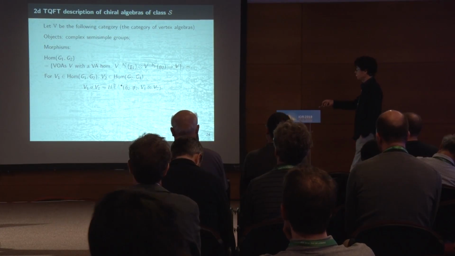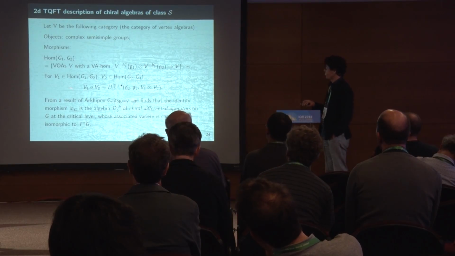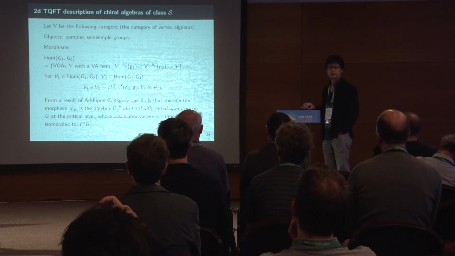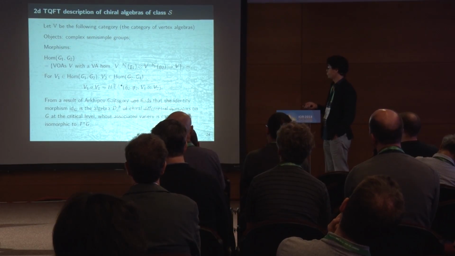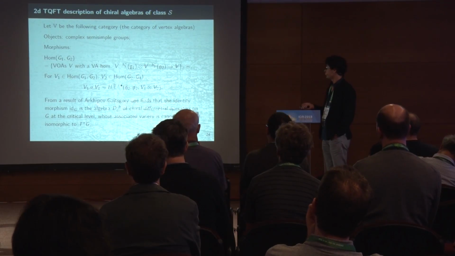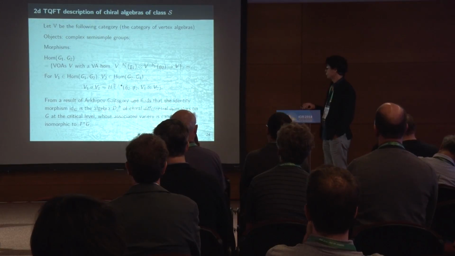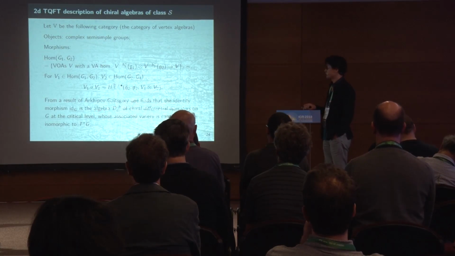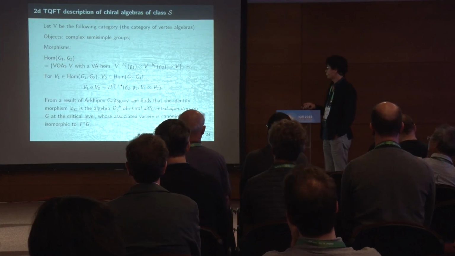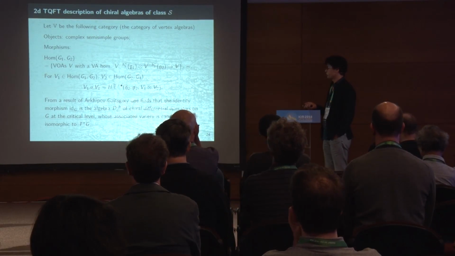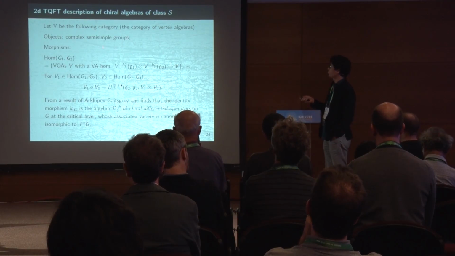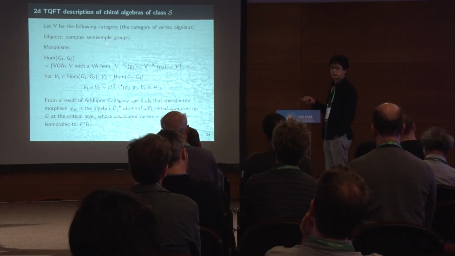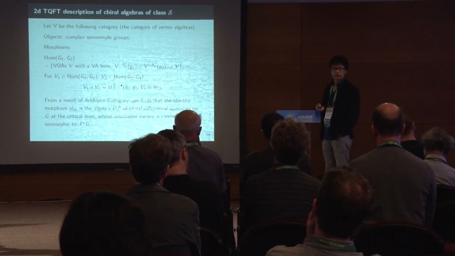You may ask what the identity morphism from G to G is. You find easily from a result of Arkhipov and Gaitsgory that the identity morphism from G to G is what is called the chiral differential operators on G at the critical level, whose associated variety is canonically isomorphic to the cotangent bundle of G. This category is a monoidal category, where the tensor product of objects is just the direct product, and the tensor product of vertex algebras is just the tensor product.